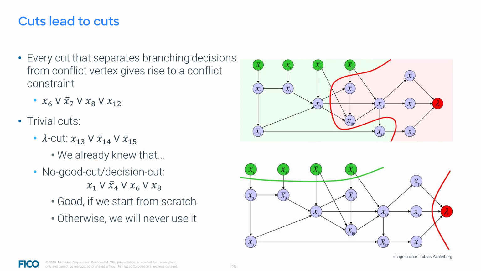That is, cuts in a graph theory sense, a set of arcs that, when removed, separates the graph into two components. Every cut that separates the branching decisions from the conflict vertex gives rise to a valid constraint for the SAT problem. For the source nodes of the arc set which represents the cut, one of the opposite statements must hold. Let that sink in for a moment.